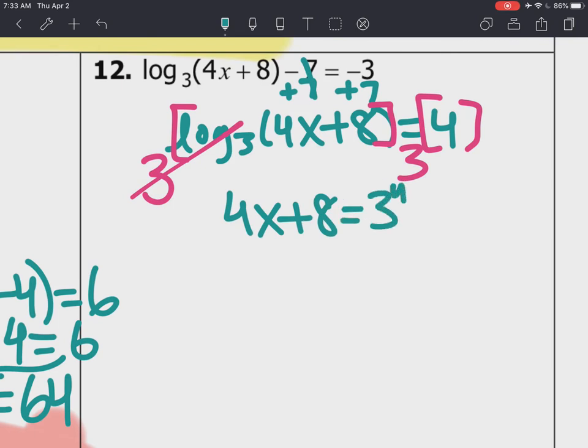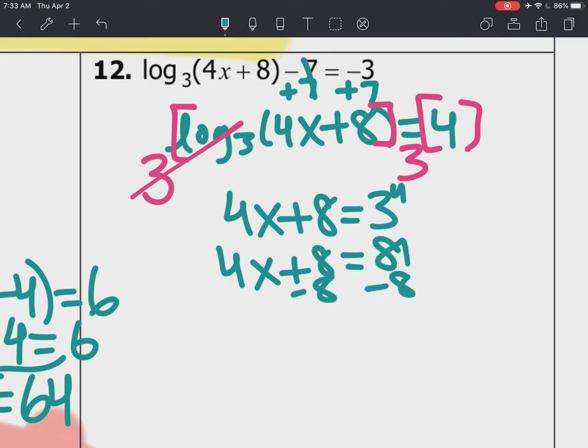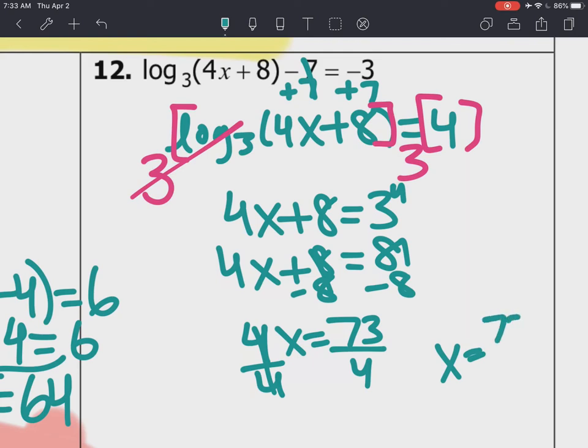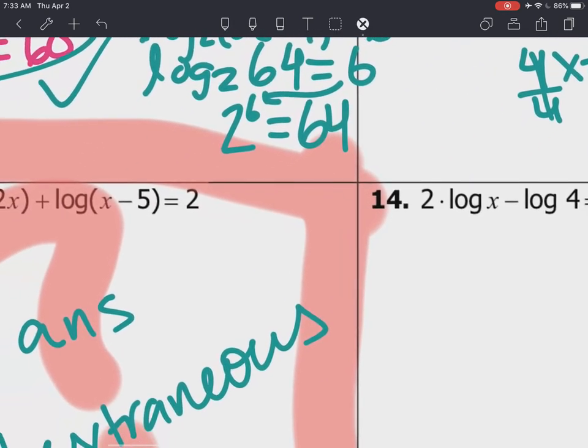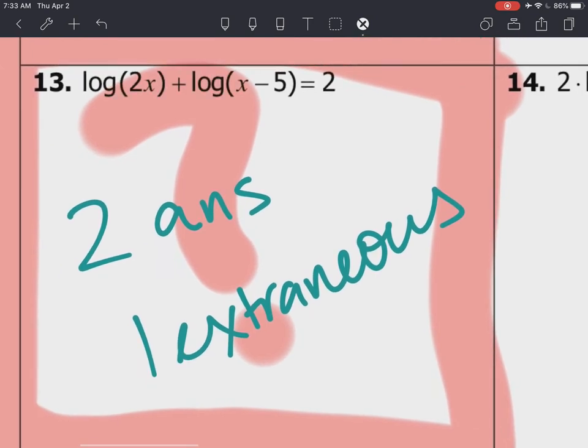And then when you do that, you're going to get 4x plus 8 all by itself, which is what you like, and 3 to the 4th power. 3 to the 4th power is 3 times 3 times 3, 4 times, and you get 81. Then you subtract 8 on both sides. When you do that, you get a 73. Then divide by 4. X is equal to 73 over 4. And don't forget to plug it back in. But I can tell you right now, it works.